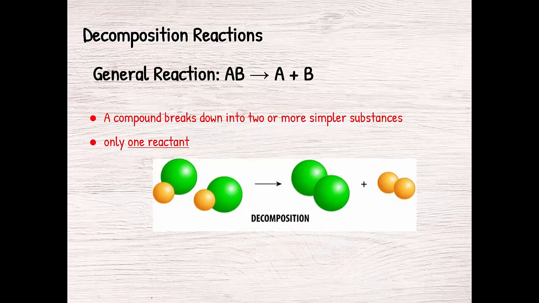All right, next up, we're going to talk about decomposition reactions. Decomposition reactions are simply the opposite of synthesis. We take one big compound and it gets broken down into 2 smaller parts. Those 2 simpler substances might be elements or they might be compounds, either way. The main idea is that we started with only one reactant. If you have more than one reactant, it's not going to be decomposition.